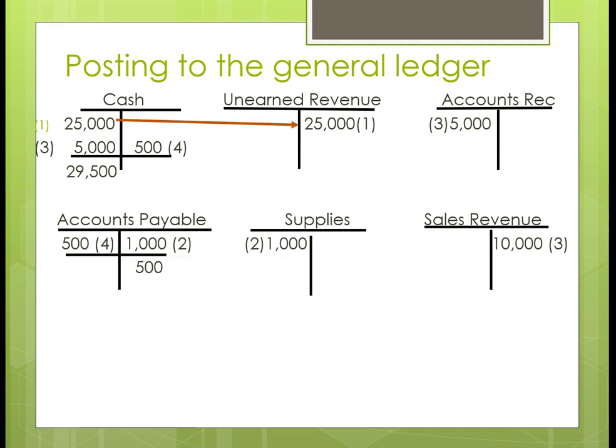So first, our first entry was we received the $25,000 cash and we have unearned revenue. Our second entry was we bought supplies on account. Our third entry is we did some services and we were paid $5,000, but we also set up an accounts receivable for the balance. And our last entry was we paid $500 of the accounts payable that we owed for the supplies we previously purchased. Based on this information, we now can do our first trial balance.